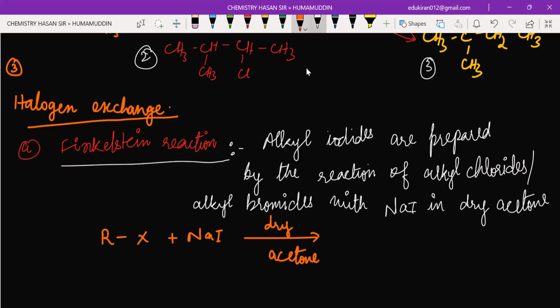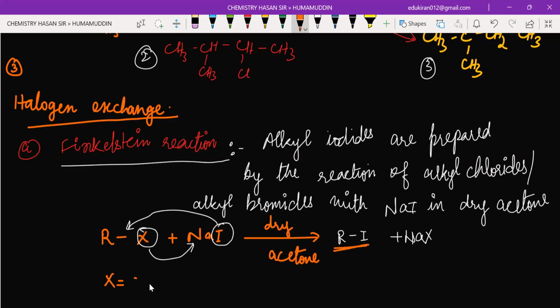So what will happen? Halogen exchange will take place. This will go to this and this will move to this, so you will be getting RI plus NaX. This process is especially to produce alkyl iodide, and here X is only chlorine and bromine. To write it.